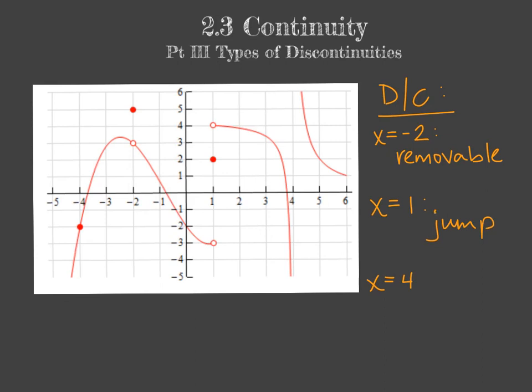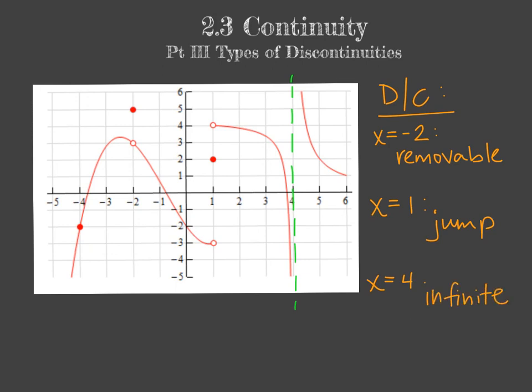And the last one is at x equals 4, here. The limit as we approach 4 from the left would be negative infinity, and the limit as we approach 4 from the right is positive infinity. Therefore, the overall limit as x goes to 4 does not exist. We have a vertical asymptote at x equals 4. A vertical asymptote means that that is an infinite discontinuity. Our one-sided limits are approaching the infinities on either side.